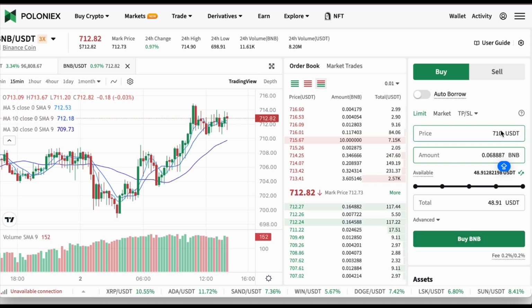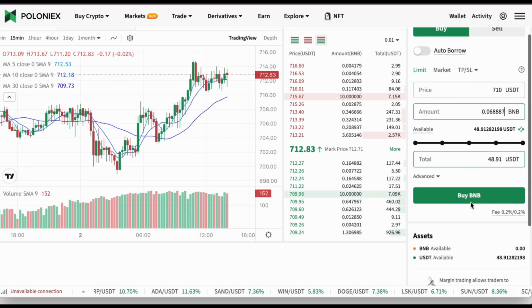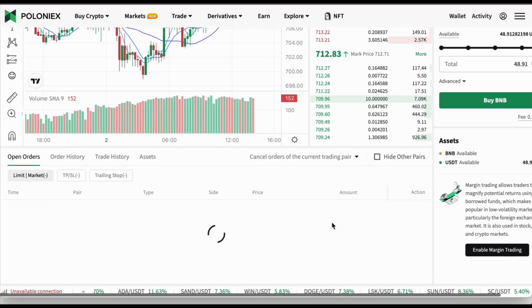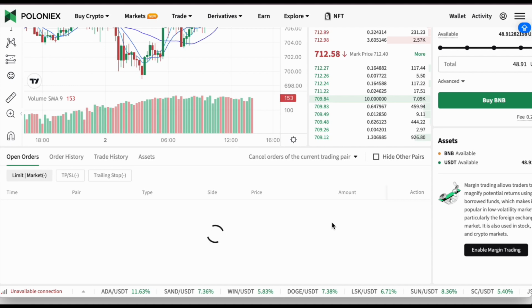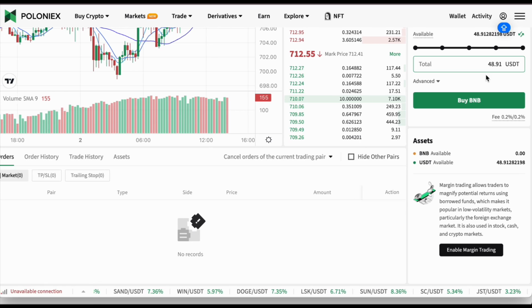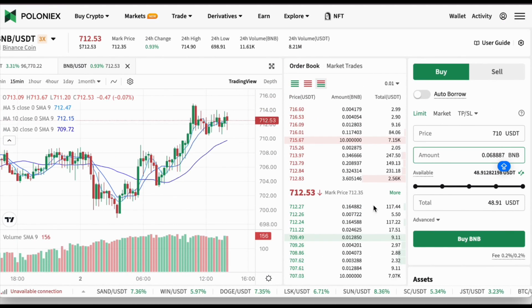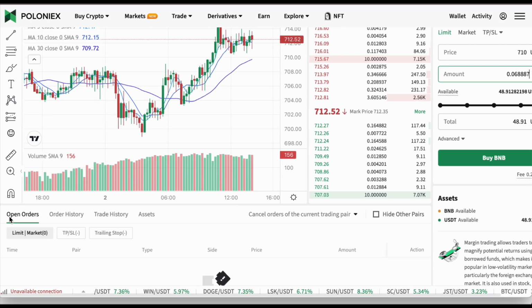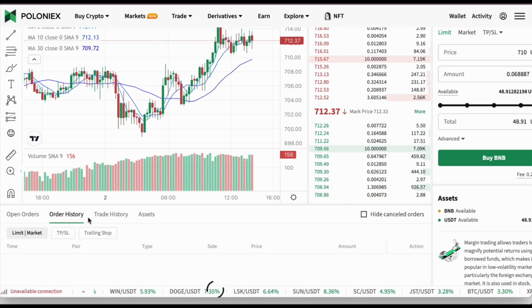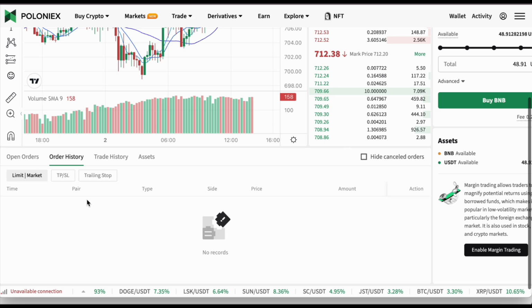When you click buy now, your order is not going to fill. This is where you will see open orders, order history, trade history, and assets. If you buy this BNB at this price, because the current market price is 712, it's going to be in your open orders. When the order fills up, it's going to show in your order history.